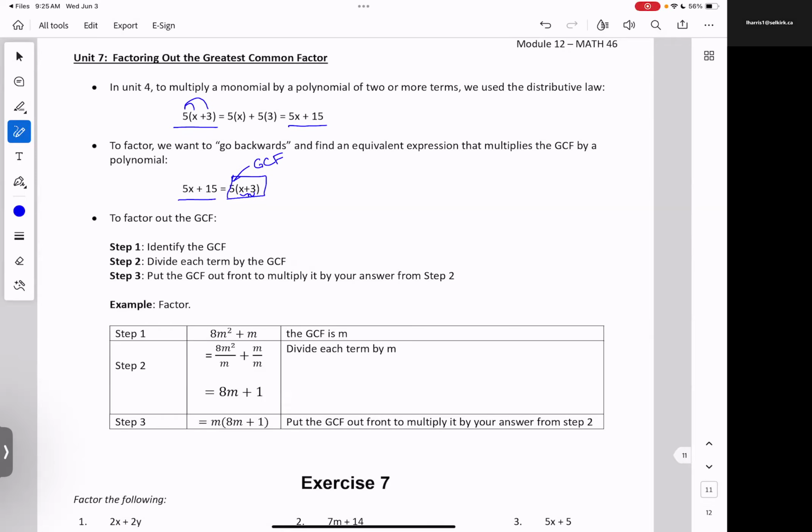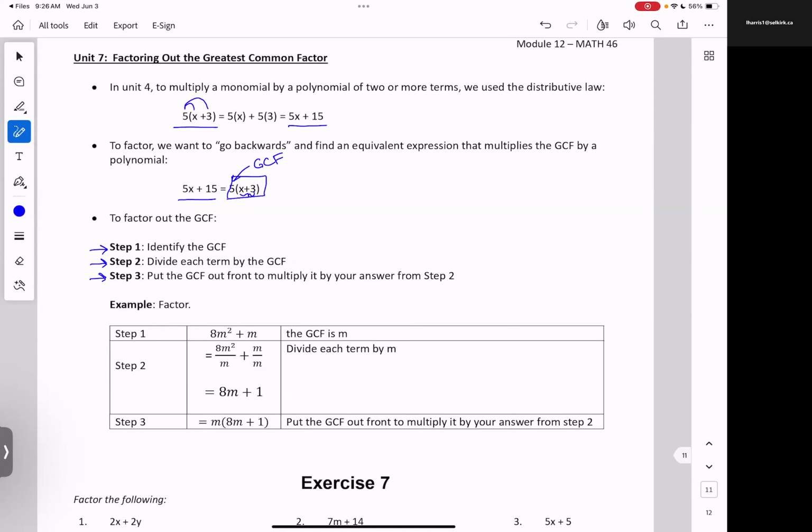And you might be asking, why would we ever want to do that? We're complicating things further instead of simplifying them. The reason is that this will be really helpful later on when you are going to solve equations in further classes. So to factor out the GCF, step 1 is going to be to identify it, just like we did last unit. Step 2, you're going to divide each of your terms by that GCF. And then step 3, you're going to put the GCF out in front of the quotients that you found in step 2.